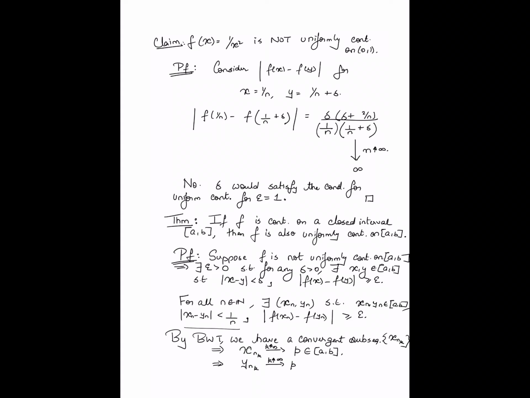Okay, so now given that I have continuity, this implies that f of xnk converges to f of p, and f of ynk converges to f of p. Okay, but this contradicts the fact that f of xnk and f of ynk have to always be greater than or equal to epsilon apart. Right, so this contradicts this condition.